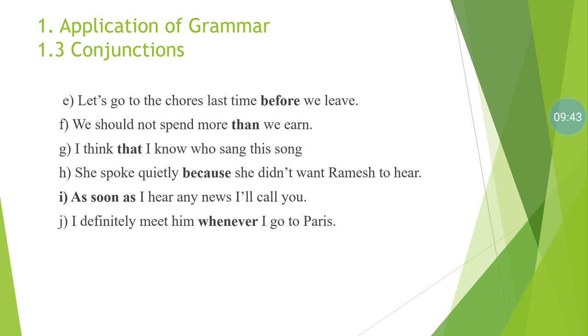She spoke quietly because she didn't want Ramesh to hear. She spoke quietly, main clause is there, and the subordinate clause, she didn't want Ramesh to hear. By joining these two clauses, the word because is used. Because is a subordinating conjunction used for joining two clauses or two sentences.